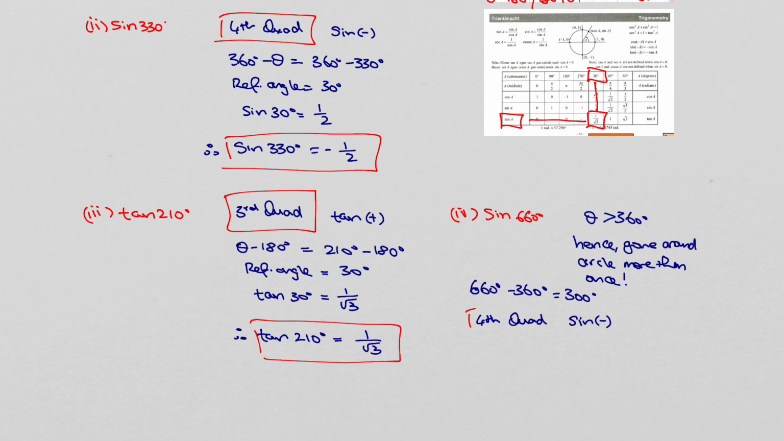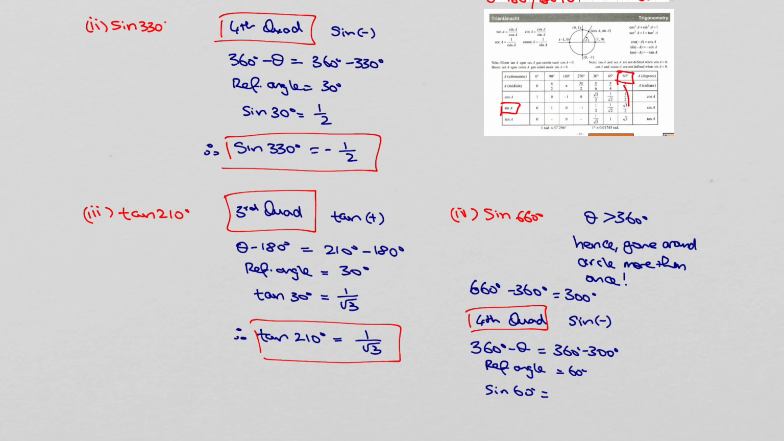And therefore, 660 degrees is going to be exactly the same as finding the angle 60 degrees. In other words, my reference angle is 60. Sine of 60 from page 13 in my maths tables. Well, I go sine and I go 60, I go across and I go down and I get root 3 over 2.